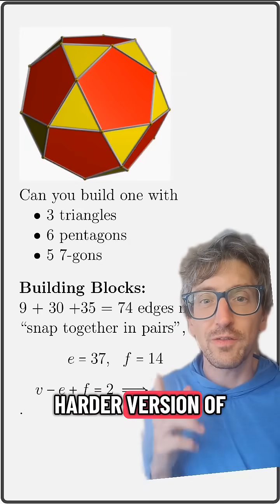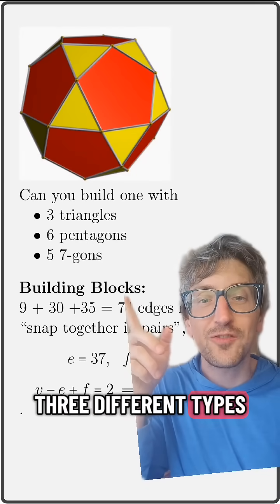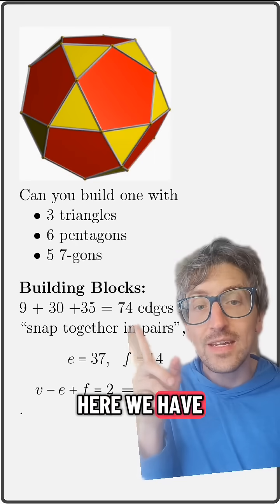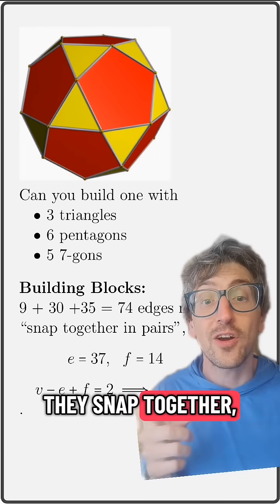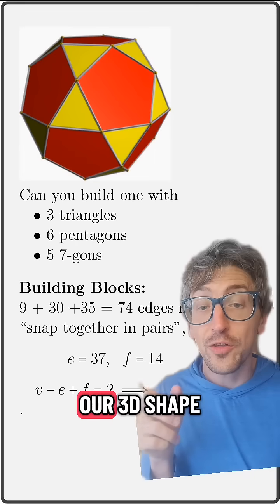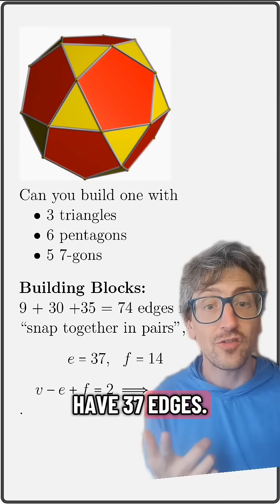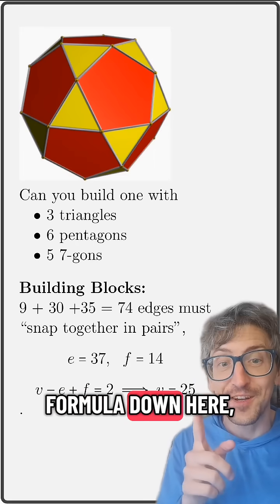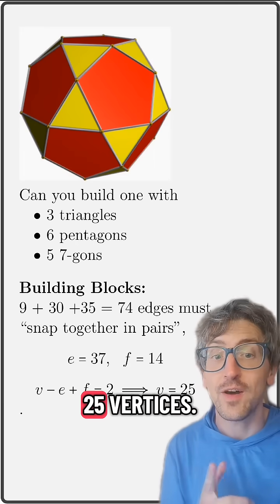Let's do a harder version of the first one. Now we've got 3 different types of shapes, and let's do the same thing. Let's figure out how many edges we have. Here we have an even number, and so when they snap together, when we divide that in 2, our 3D shape is going to have 37 edges. Now we started with a total of 14 shapes, and so if we use that formula down here, we see that we must have 25 vertices.